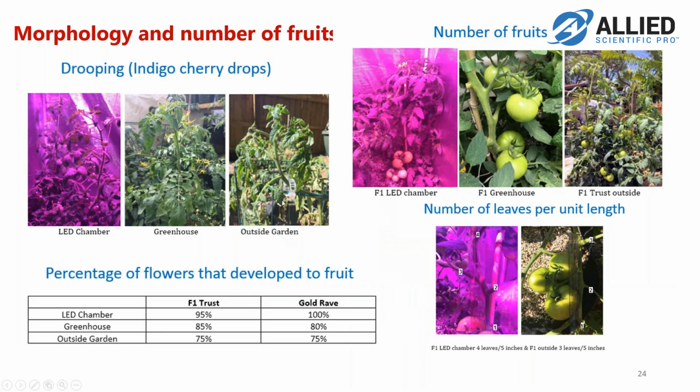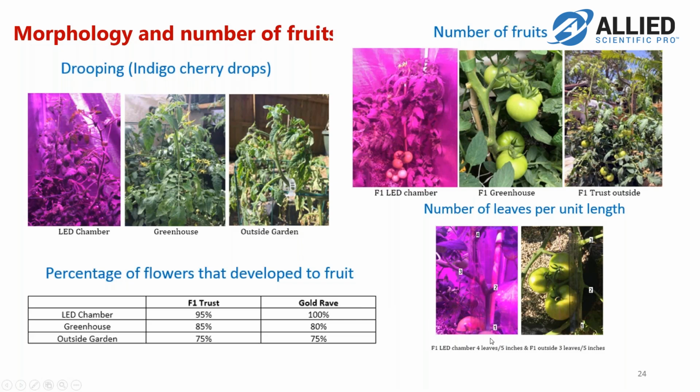Now, morphology, number of fruit. You could also see drooping happen in the outside garden, not as much in the greenhouse, and very little or nothing in the LED chamber. And this was mostly due to high temperatures there. The LED chamber was mostly air conditioned, so temperatures were better. So you can associate the drooping with the temperature. But then as far as number of fruits are concerned, the LED chamber produced the maximum number of fruits.